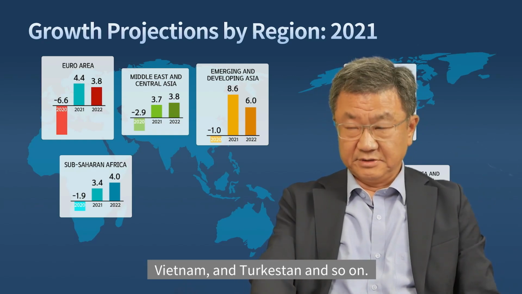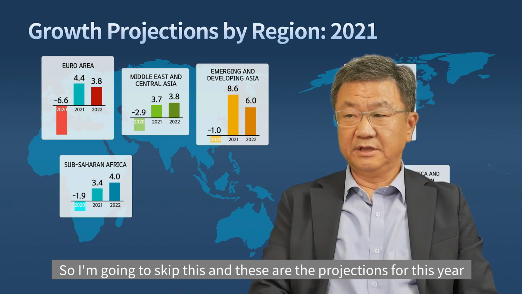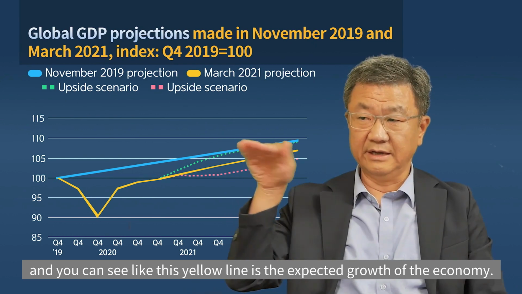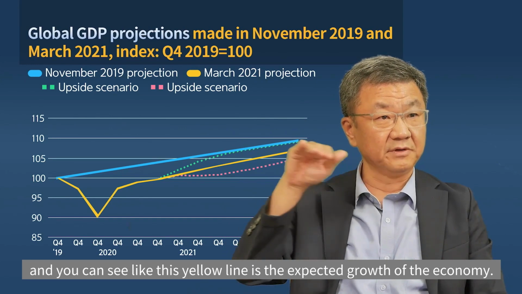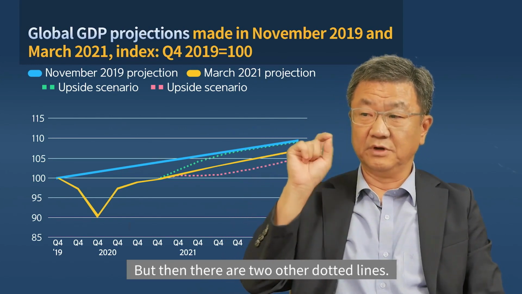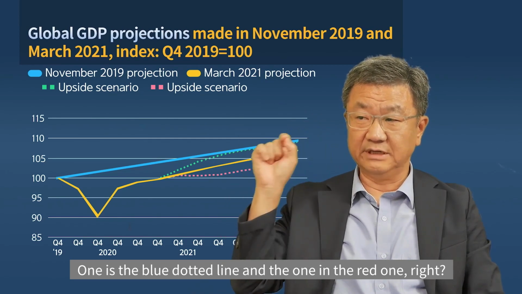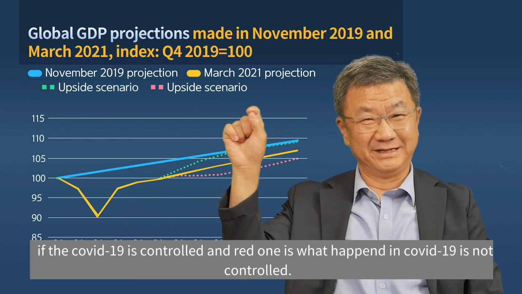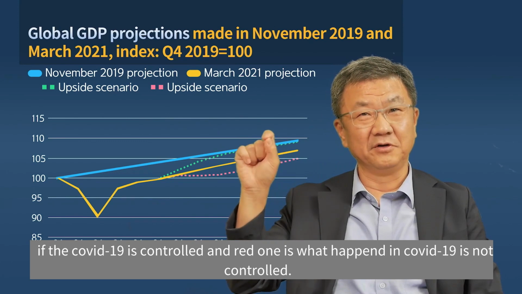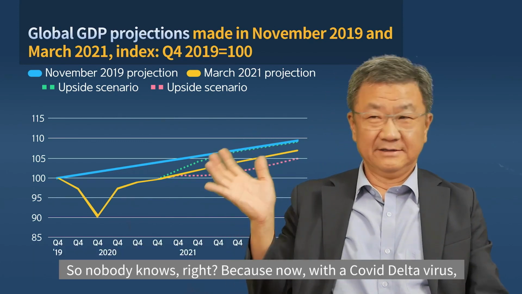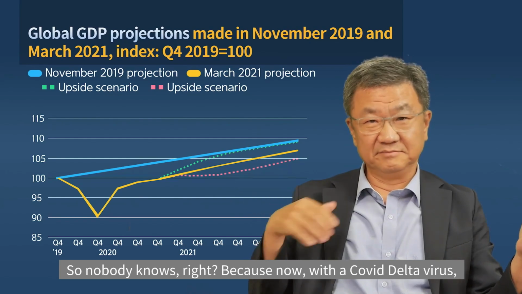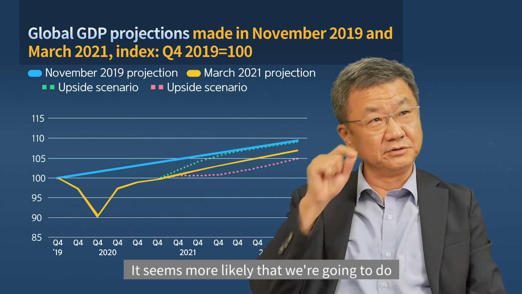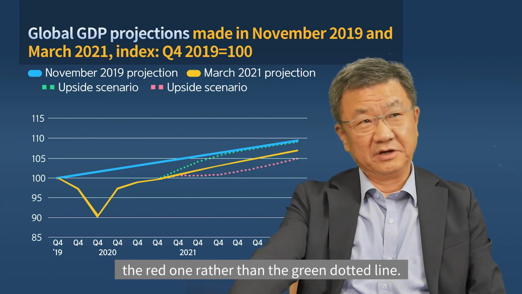Okay. So I'm going to skip this, and here these are the projections for this year, and you can see this yellow line is the expected growth of the economy. But then there are two other dotted lines. One is a blue dotted line and one is a red one, right? The blue one is what's going to happen if COVID is controlled. And the red one is what will happen if COVID is not controlled. So nobody knows, right? Because now with the COVID Delta virus, it seems more likely that we're going to get the red one rather than the blue dotted line.